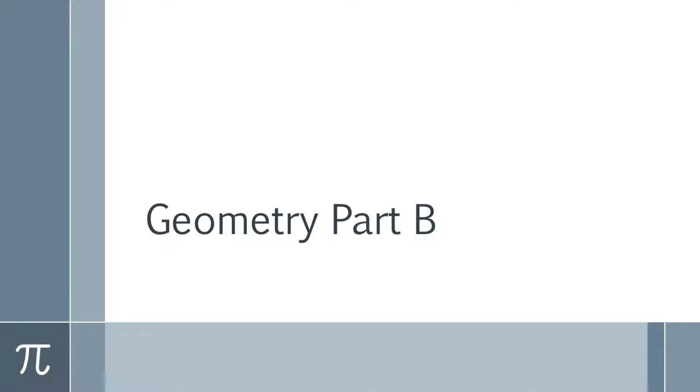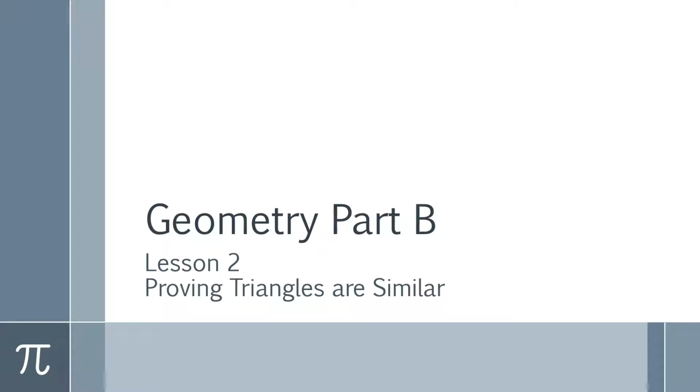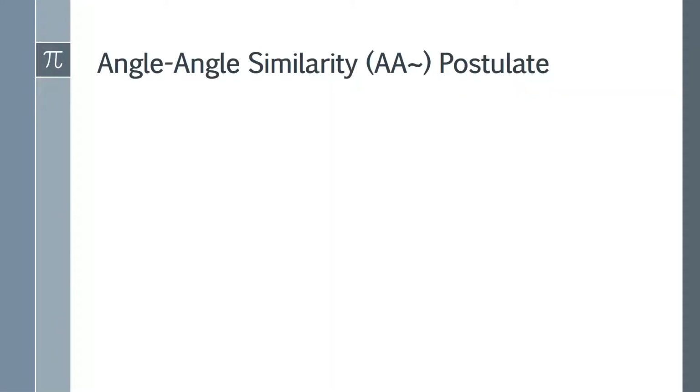This is Mr. Rowe. We're looking at Geometry Part B. This is Lesson 2, and we're looking at how to prove triangles are similar. So again, this is information covered in the lesson content. So please review the lesson content as you watch this video so you can get some more explanations. So let's take a look at how we prove that triangles are similar.